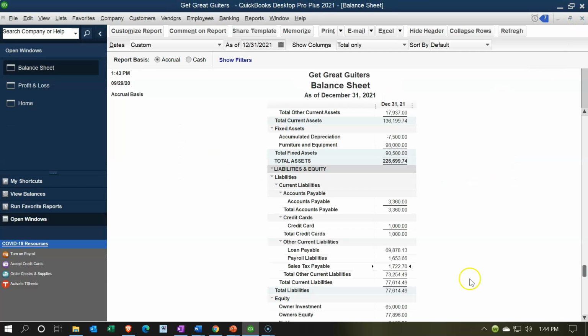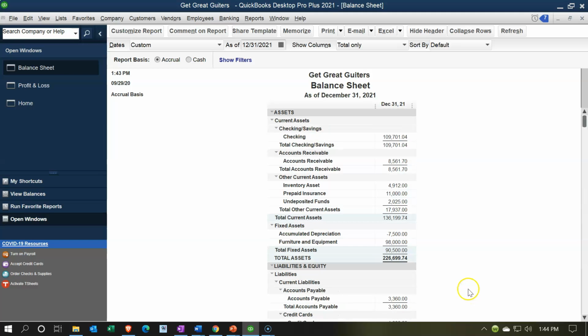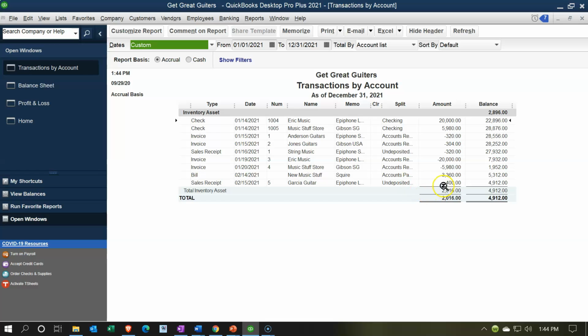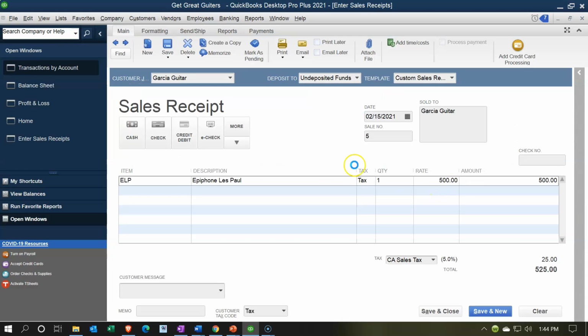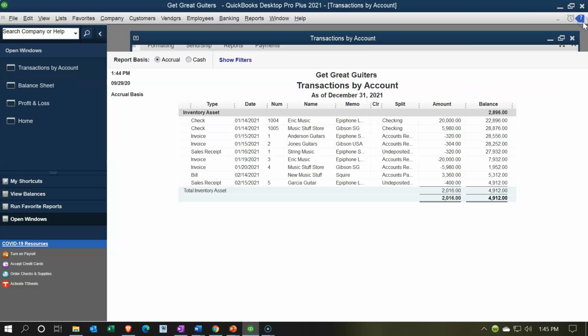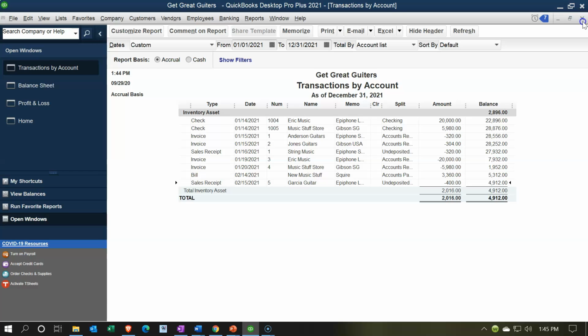Closing that back out, we also know that inventory is going to be decreasing. So if we go up to the inventory asset, double clicking on the inventory asset, we see $400 on the inventory asset. Double clicking on that item, no $400 on the sales receipt. How does it know to record the $400? Because we set it up with the item to know what the cost was, even though the cost is not shown on the sales receipt, because we don't want to show it to the customer in case we give the sales receipt to the customer. Closing this back out, closing this back out.